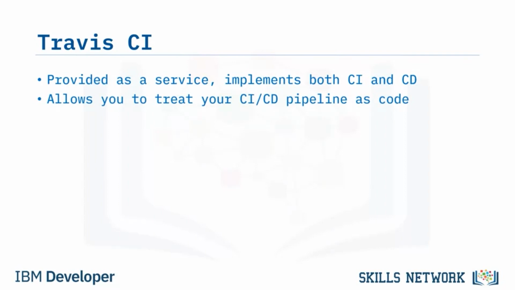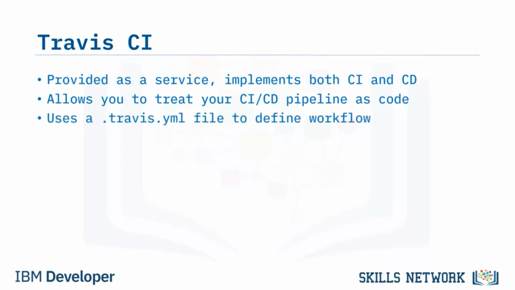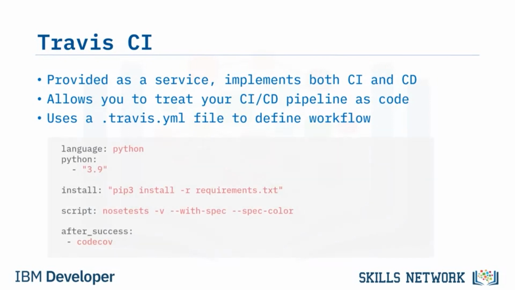Unlike CircleCI, it supports many more languages and databases natively, as well as Docker, so you can really run anything with Travis CI. And like CircleCI, you use a YAML file to specify the CI process, as you can see in this example, that requests a Python 3.9 environment, installs dependencies, runs unit tests, and uploads the code coverage. That's a lot of functionality for a little file.